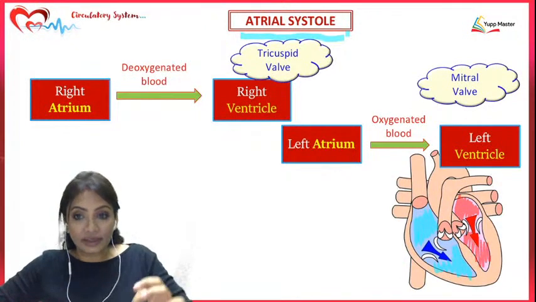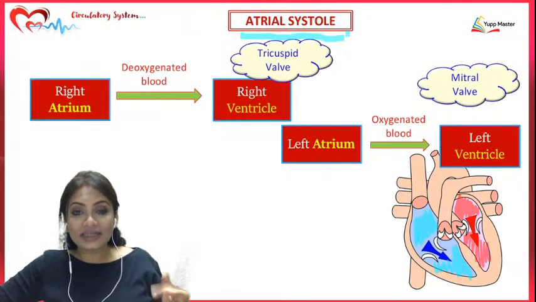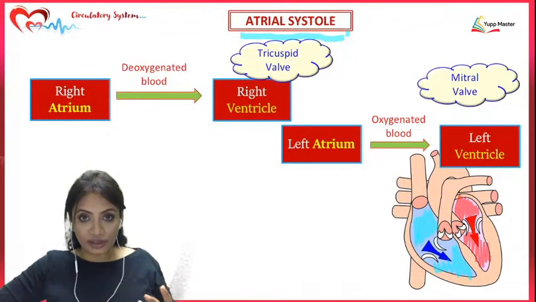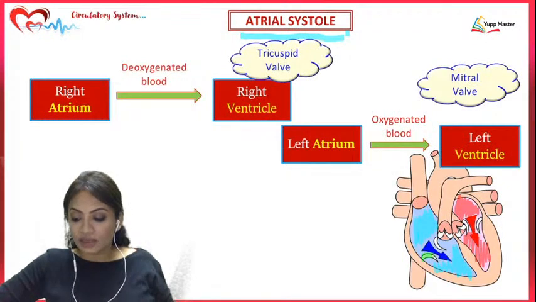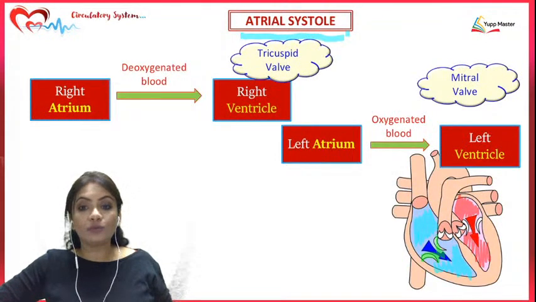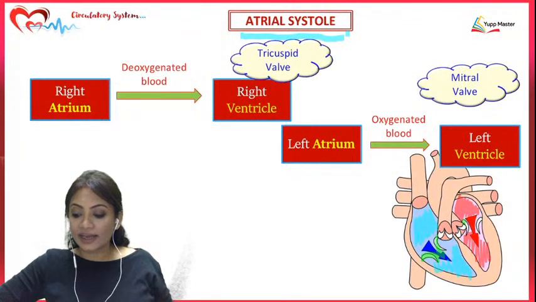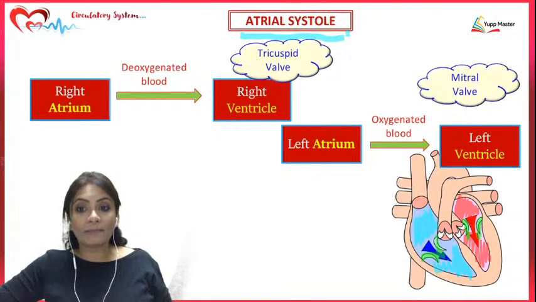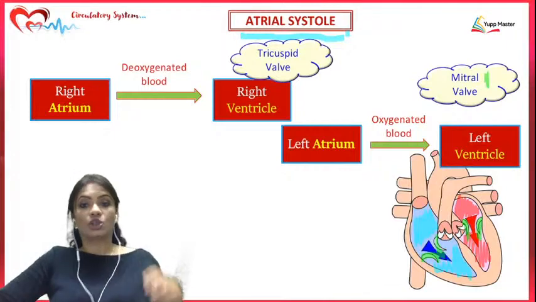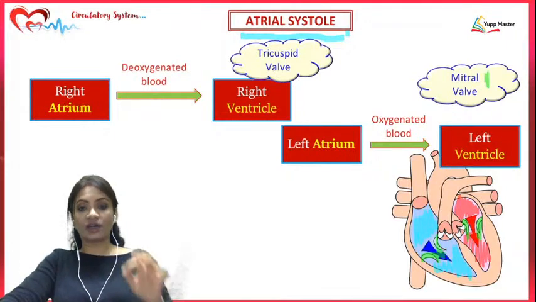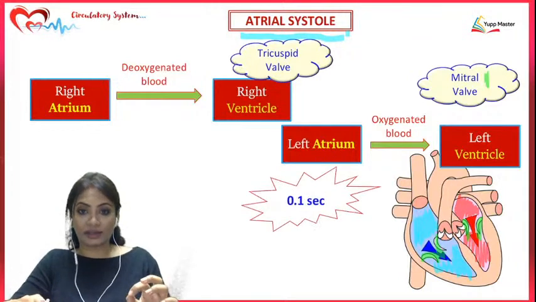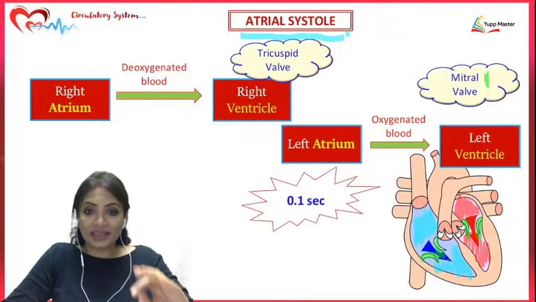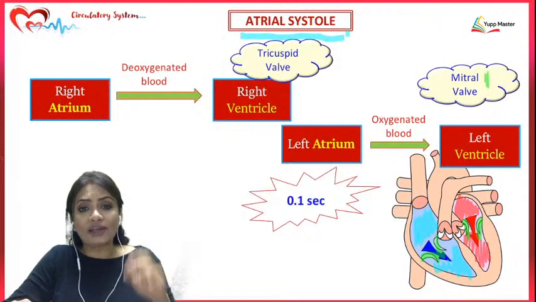Now, remember one thing, that while passing from atria to ventricles, they have to go through those two valves. The first valve on the right side would be the tricuspid valve. The next valve on the left side would be the bicuspid valve, also known as the mitral valve. So, this is all the events which were associated with atrial systole, that is atrial contraction. Atrial systole is lasting for only 0.1 second.